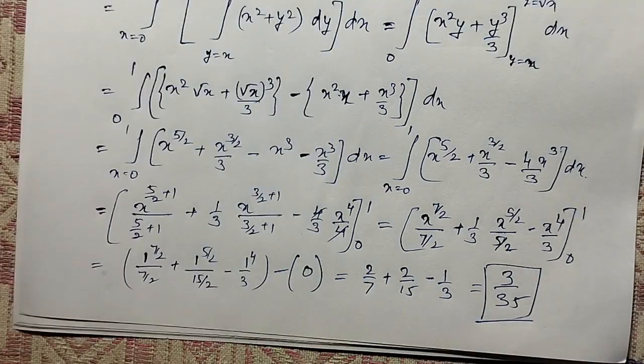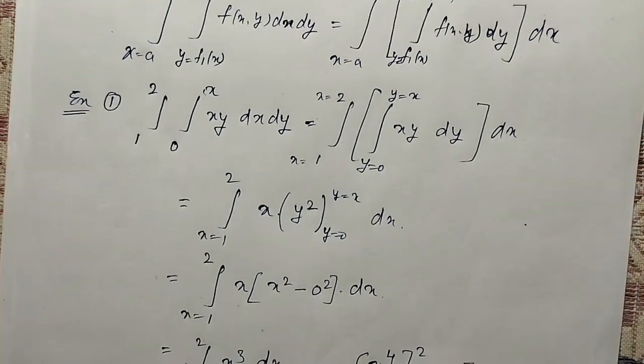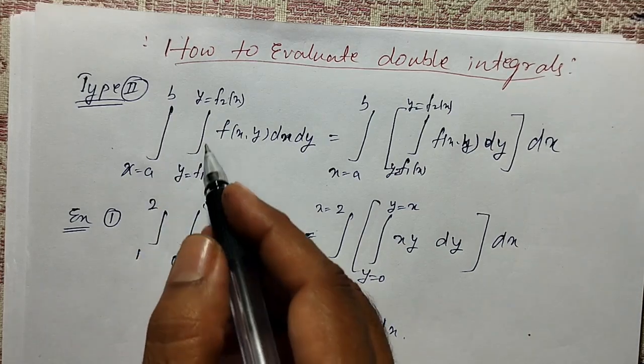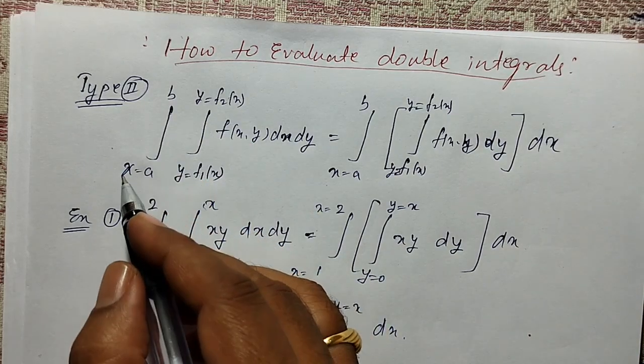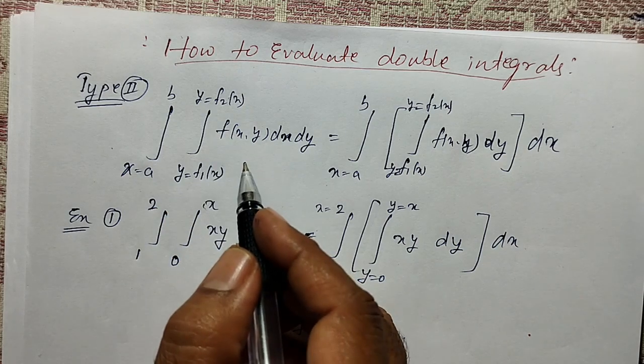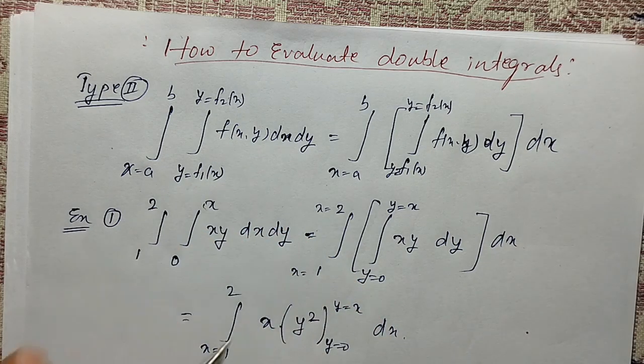Like this, there is one more third type to solve. That means, as I have taken in the second type, x equal to a to x would be a y function, reverse I will take. I will take x as a function of y. Then how to evaluate such types, we'll discuss in my next video.